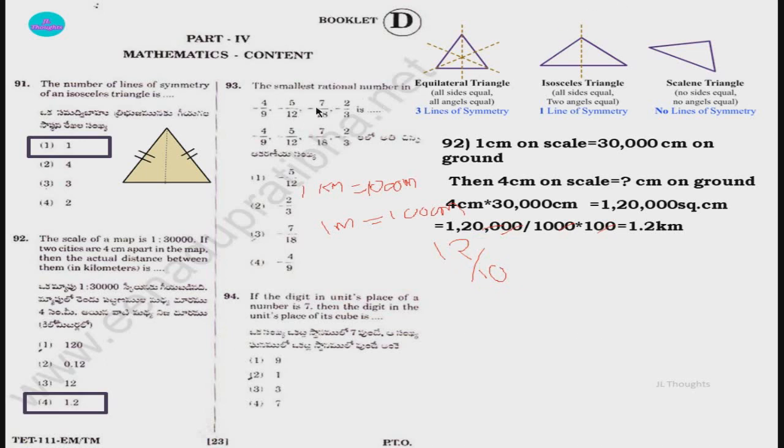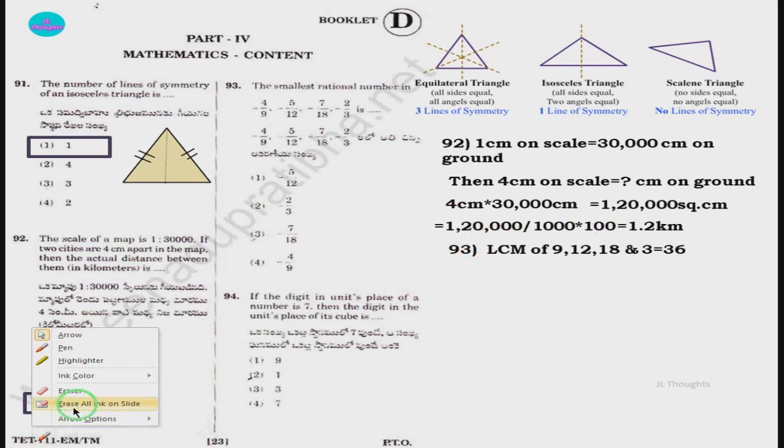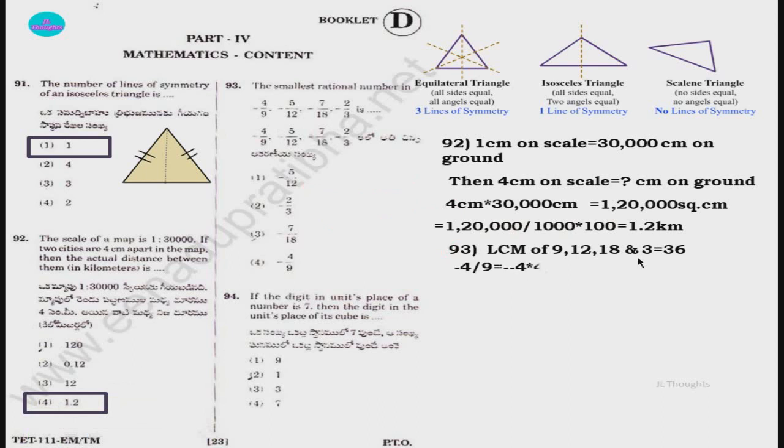Our next question. The smallest rational number among minus 4 by 9, minus 5 by 12, minus 7 by 18 and minus 2 by 3 is how much? So we have to find the smallest rational number in this. For this, what we have to do? Here the denominators are not equal. First we'll make the denominators equal. That is, from unlike fractions we'll make them into like fractions. So for that, what we have to take? LCM of 9, 12, 18 and 3. We'll get it as 36.